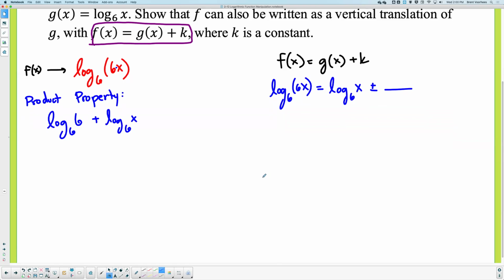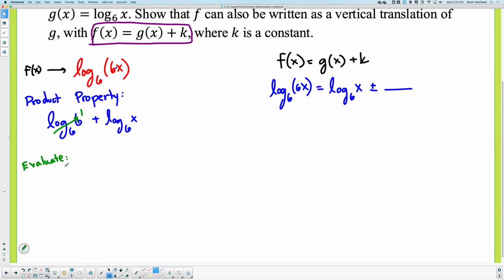Now what could I do? No, I don't have any powers. Can't do a power property. I can do something else though. From lesson 2.9. This is lesson 2.12. Four classes ago, when we first taught you logs, I taught you what you can do with log 6 of 6. They simplify. You can evaluate that. What is log 6 of 6? 1. So after evaluating, I'll just write evaluate. Evaluate just means basically you did the math.